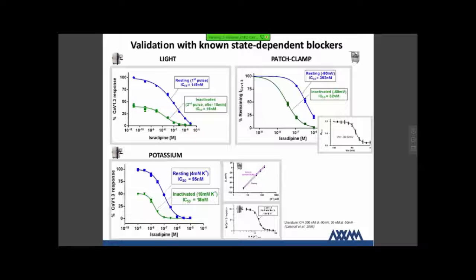If you load, for example, the cells in physiological 4 millimolar potassium, you will obtain a resting condition of the channel. While if you load in high potassium concentration, you can appreciate the shift of the compound also by using this protocol. And so the main conclusion of this work was that Channelrhodopsin 2 was suitable to set up a very robust and reliable assay for the Cav1.3 channel and also for the detection of state-dependent blockers of this target.